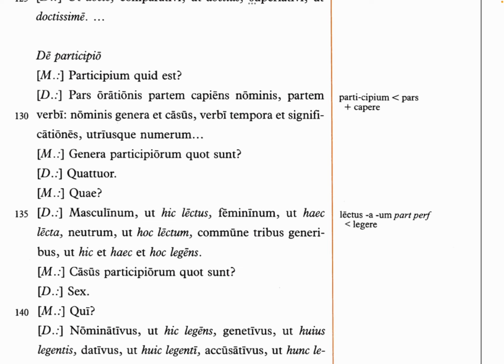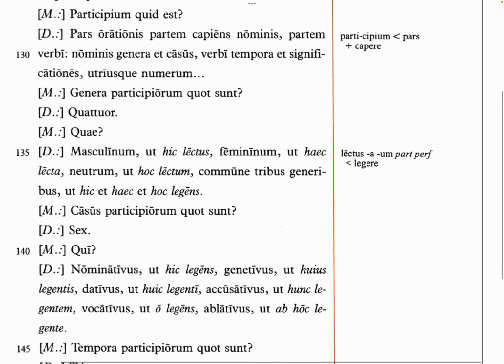Commune tribus generibus, and the common gender with 3 genders, ut hic et haec et hoc legens. All right, and basically what it means is legens, the present participle, is a nominative singular for all 3 genders, right? So it's common gender. It can apply to more than one, right? Hic legens, this guy reading, haec legens, this woman reading, et hoc legens, hoc monstrum legens, this monster reading, just as an example.